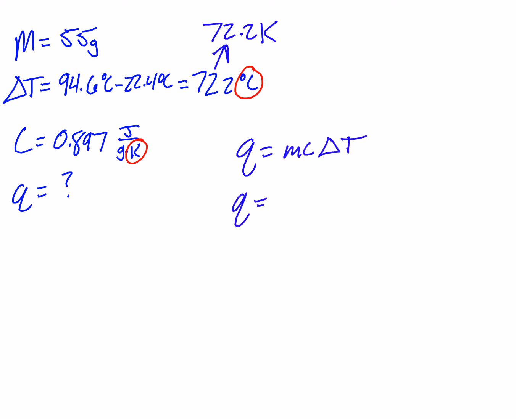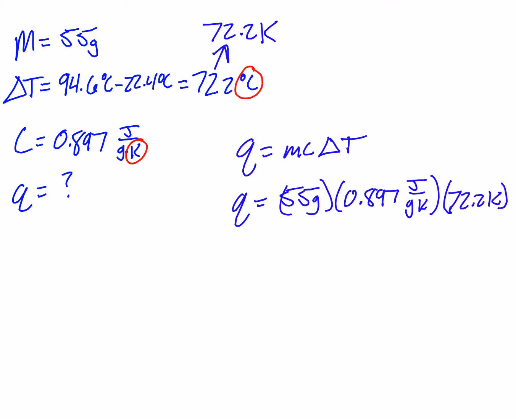So Q equals 55 grams multiplied by 0.897 joules over grams Kelvin times our temperature change, which is going to be 72.2 Kelvin. K's are going to cancel out. Grams are going to cancel out. We're left with joules, which is what we want for Q. When you plug all that in, 55 times 0.897 times 72.2, what do we get for a final answer?